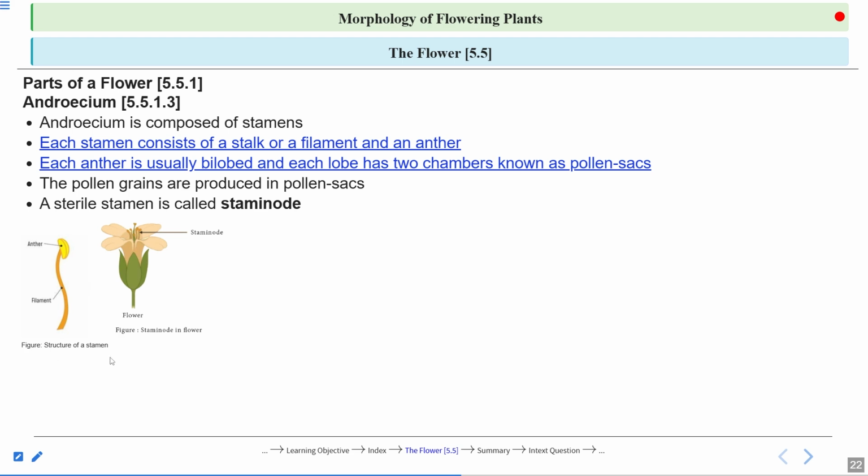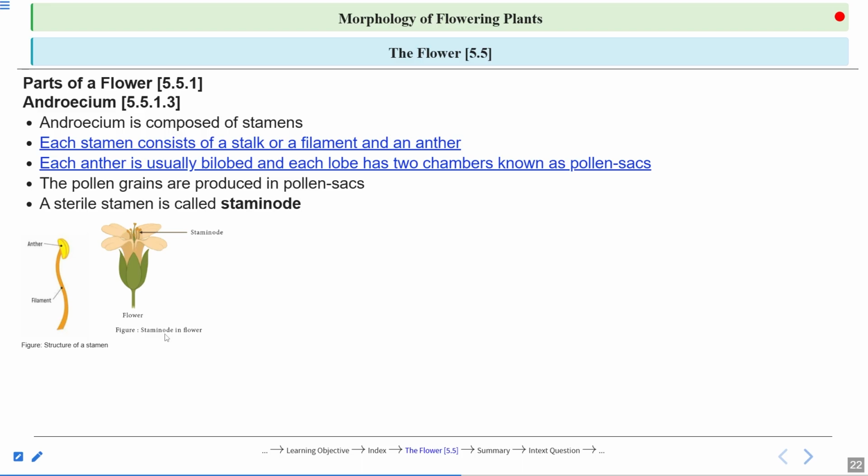So this is the structure of a stamen. You can see this is the filament part and this is the anther. So you can see the two lobes. One lobe is this and one lobe is this. In one lobe there will be two anther sacs. In the second one also there will be two anther sacs. So in total there will be 4 anther sacs or pollen sacs, right?